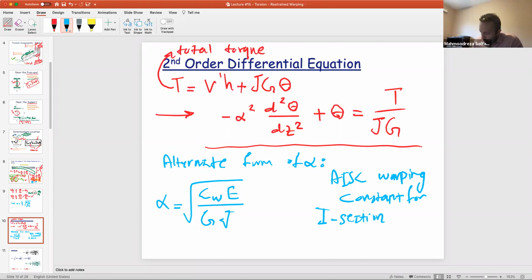Okay. So CW is this. If you ever want to find it, CW would be equal to I_y h squared over 4. Basically you have exactly the same alpha, but you factor out these parameters and call this CW, and in the code for each I section they're going to give it to you, so you can just directly use it. It makes life a little bit easier, but they are basically the same concept.